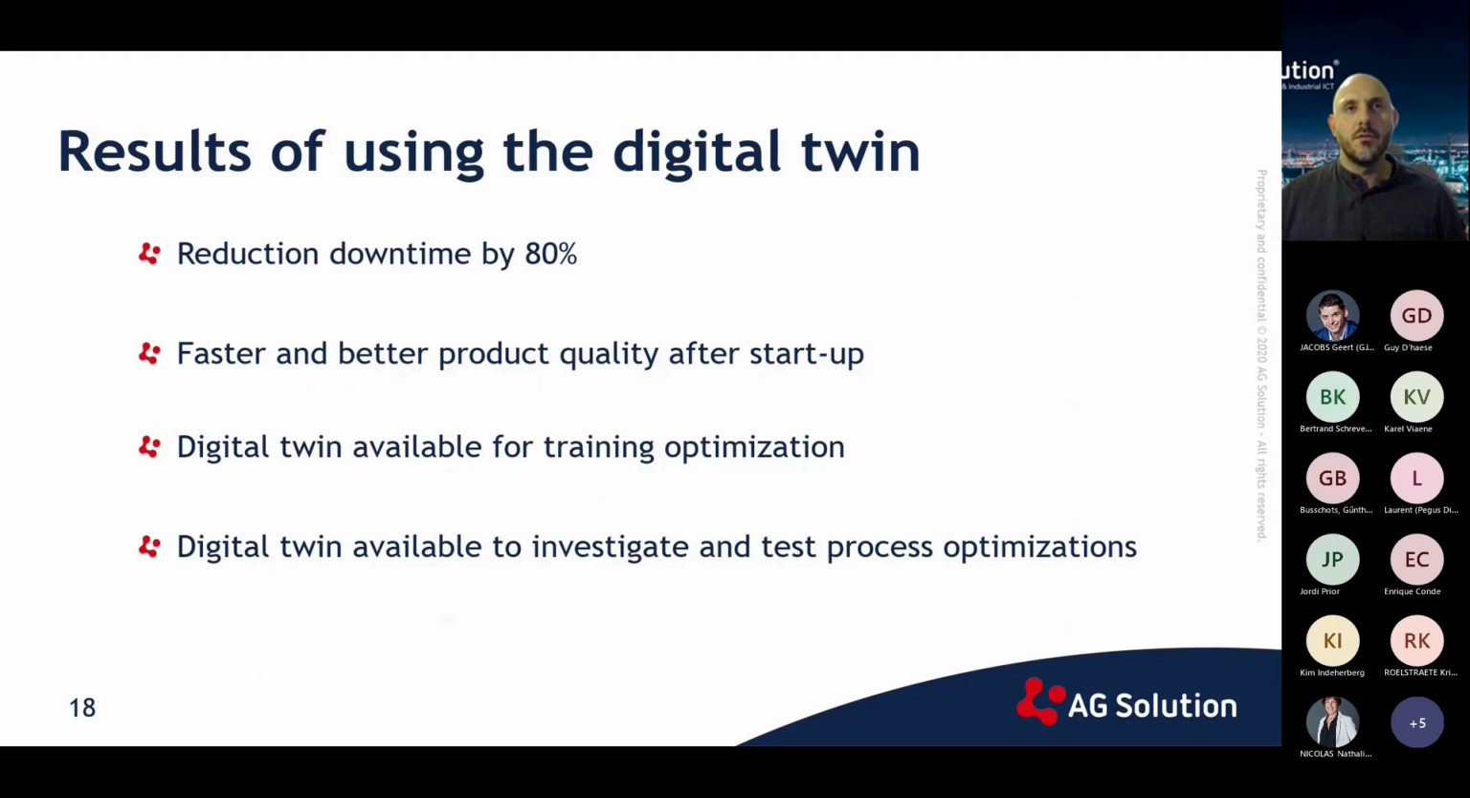What are now the results of using the digital twin? It led to a reduction of the downtime by 80%. This can be brought down to the two main reasons: in and output testing upfront and extensive operator training. The latter led to a faster and better product quality after startup. The operational team has now a digital twin available for further training optimization. It's equally available to investigate and test possible process optimizations.